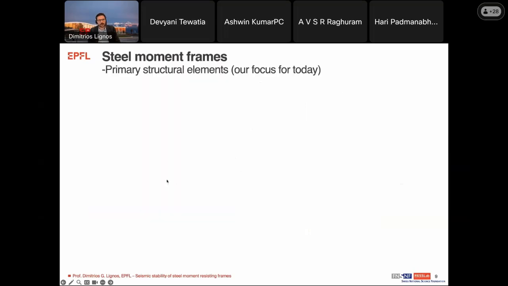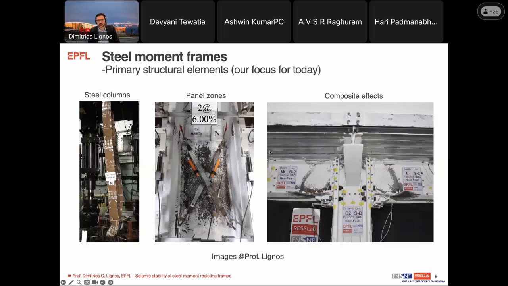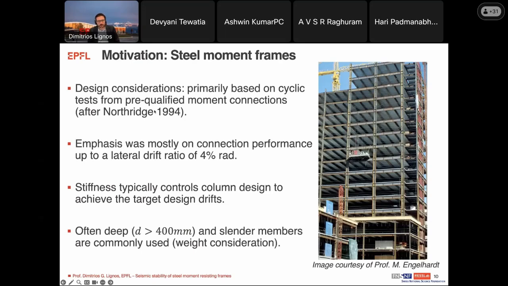So the primary structural elements, as I mentioned, relate to columns, panel zones, as well as the connection itself, but also the role of the slab could be important. So this is why in today's talk, I will focus pretty much on these three effects or members and the effects that we see under cyclic loading. And also I will go into the details on how some of these have informed some of our recent code provisions.